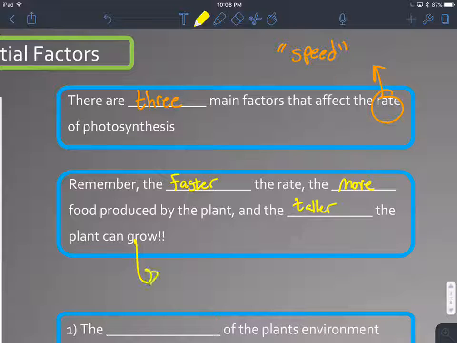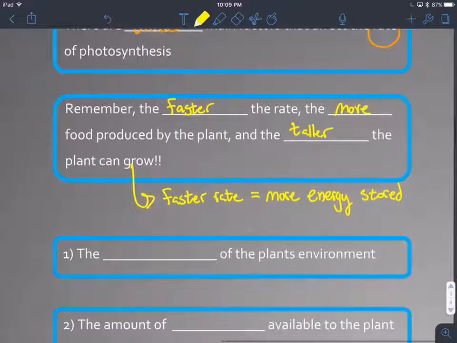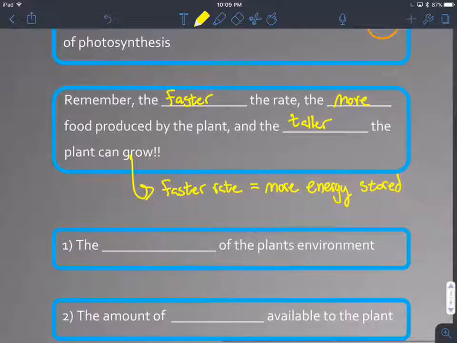And this is all because a faster rate equals more energy stored. We have those ATP bonds which are storing energy, which are then used to make our sugar. So the more ATP we store, the more sugar that can be made, and the more food that this plant has to grow. So here are the 3 factors that we're going to be focusing on.